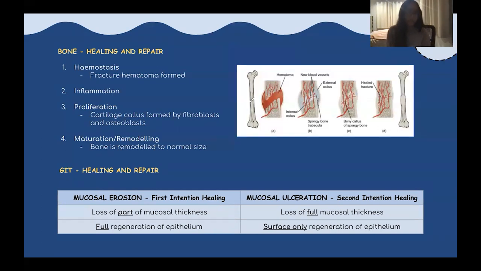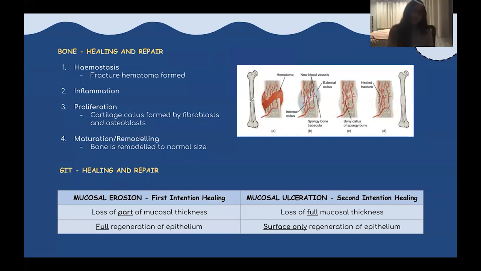Then the next step is inflammation as normal. And then you get proliferation. So when it's a bone injury, you get something called a cartilage callus that gets formed by fibroblasts and osteoblasts. So fibroblasts are things that produce fibrin, osteoblasts are bone cells. So a cartilage callus is kind of this bridge of cartilage that will connect the bone fracture together during the repair. And then in that last step, you get the bone being remodeled back to normal size. So the protruding sides of the callus will be made smaller, so the bone is more normal.